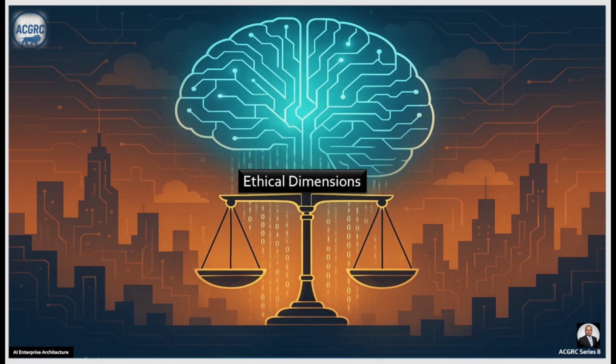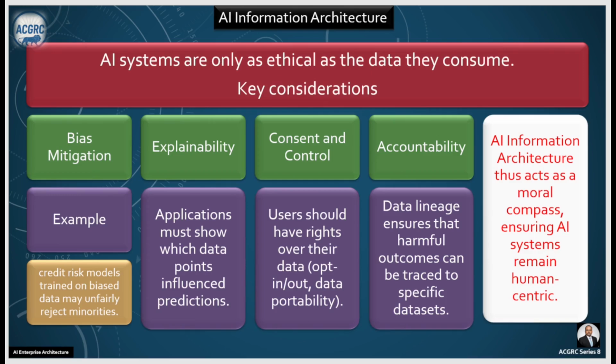Ethical dimensions of AI information architecture. AI systems are only as ethical as the data they consume. Key considerations that need to be factored in could be bias mitigation, explainability, consent and control, or accountability. Let's go into each. When you say bias mitigation, an example is credit risk models trained on biased data may unfairly reject minorities. That's an example of an AI system which has a bias.